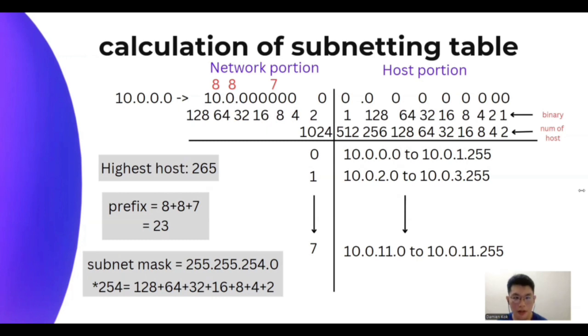So prefix is 8 plus 7, which is the borrow bits at the left. So total is 23. So the subnet mask is 255.255.254.0. So the 254 is the total of the binary. So it's 128 plus 64 plus 32 plus 16 plus 8 plus 4 plus 2 equals 254.